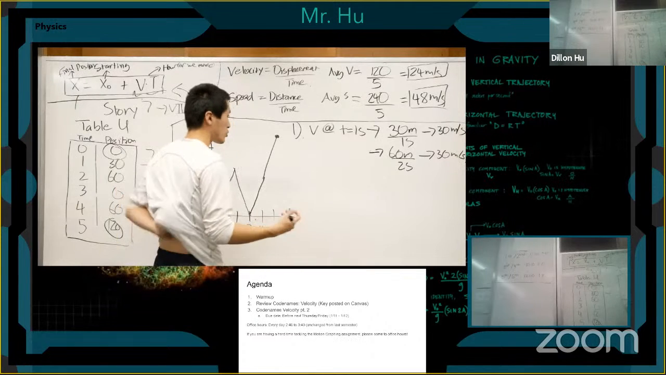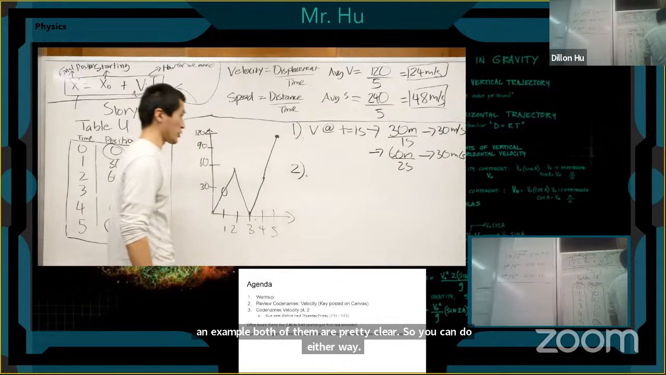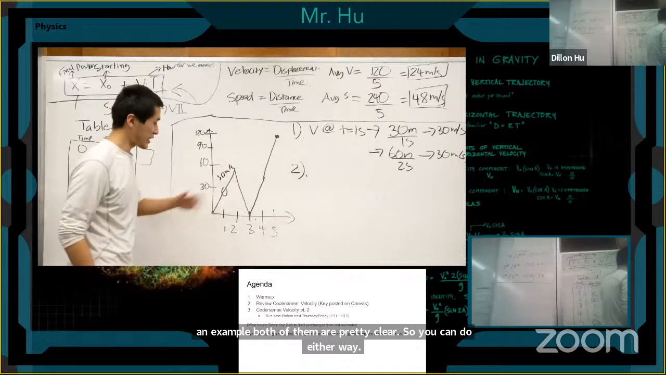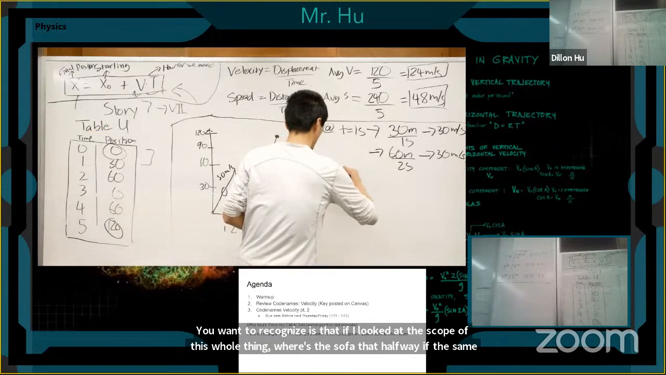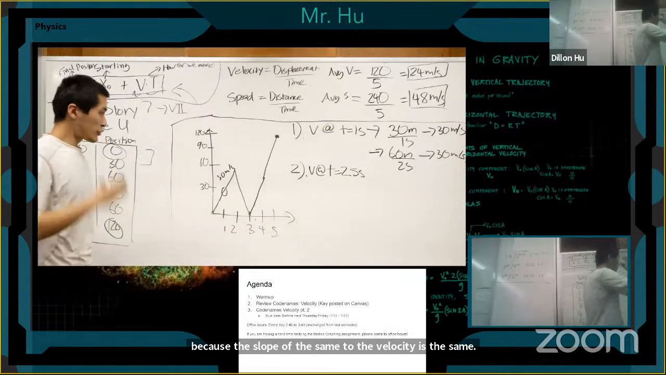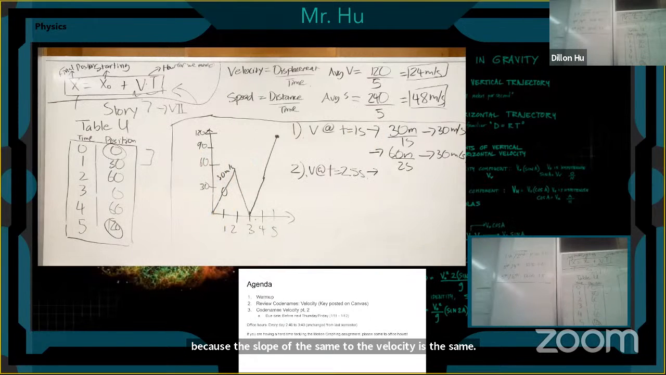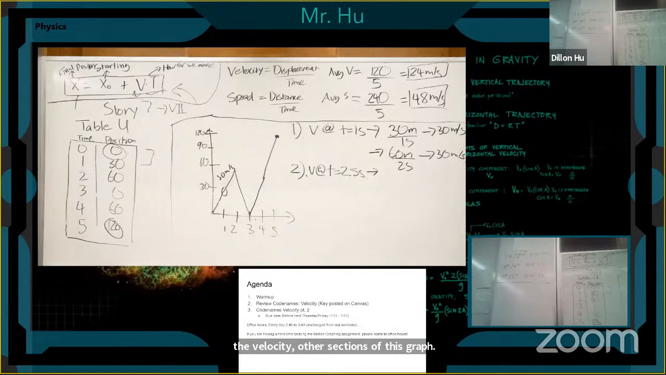What gets hard is when you start looking at the velocity at other sections of this graph. So for this first section, my velocity is 30 meters per second. Let's figure out my velocity for the second section. So what I'm looking at is my velocity at time equal to, let's say, 2.5 seconds. I'm going to do the same thing here. I need to figure out how much my position changed over how much my time changed.